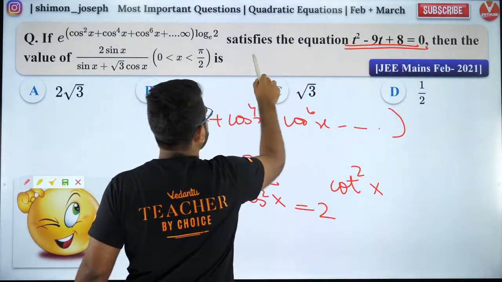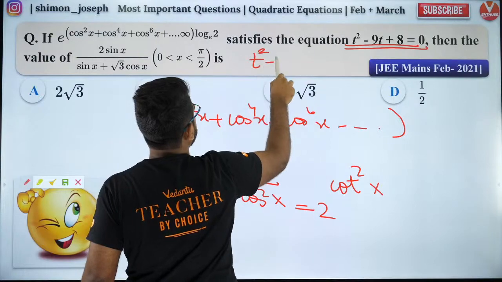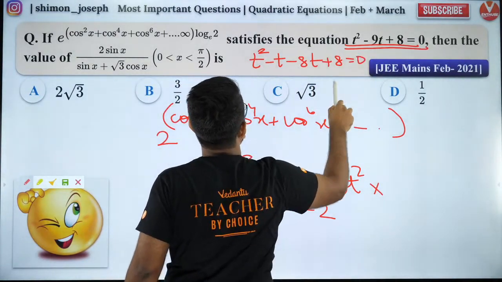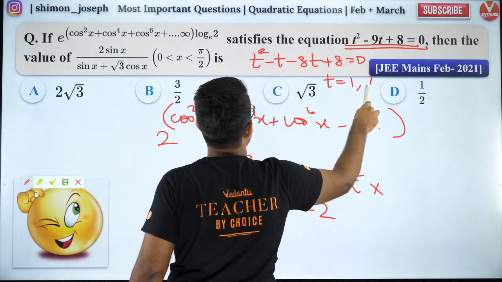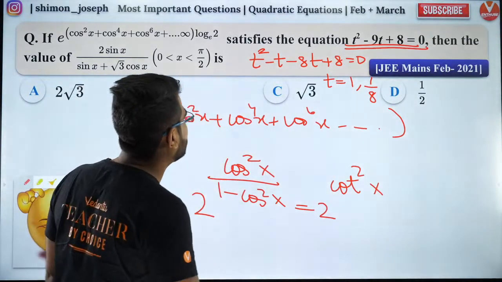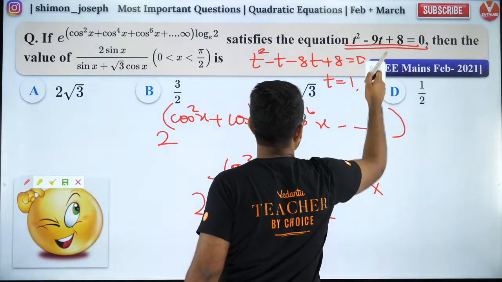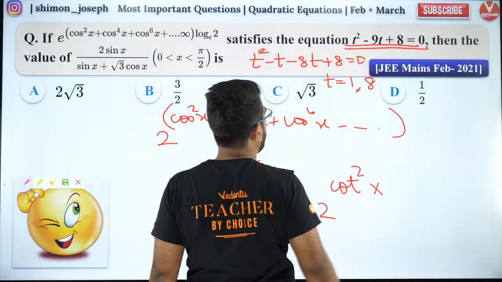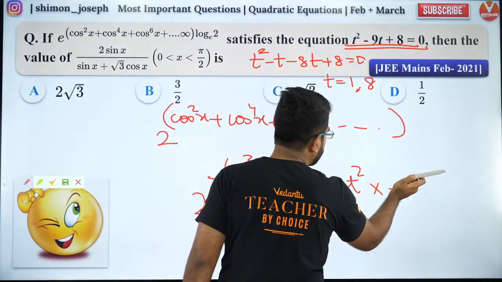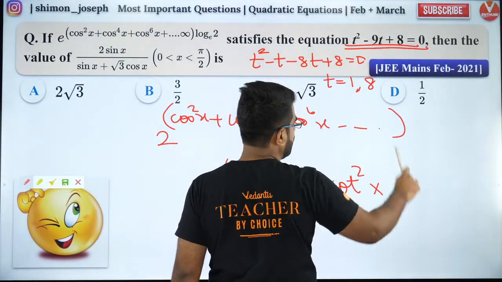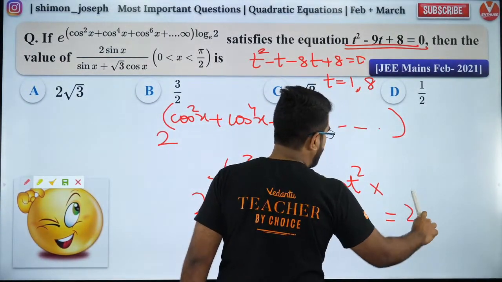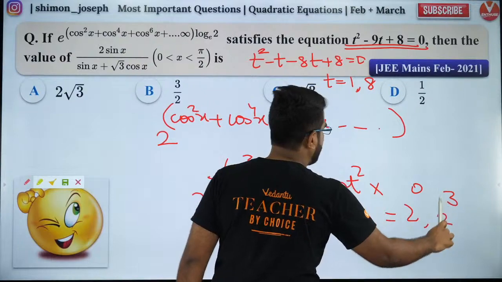So what are the roots of this? Factorize it now. So it will be t square minus t minus 8t plus 8 is equal to 0. So I'll get t is equal to 1 or 1 by 8. Is that correct? 1 or 8, right? I think 1 or 8, not 1 by 8. So I'll get t equal to 1 or 8. So 2 to the power cot square x is equal to 1 or 8. Now 1 can be written as 2 to the power 0 or 8 can be written as 2 to the power 3.